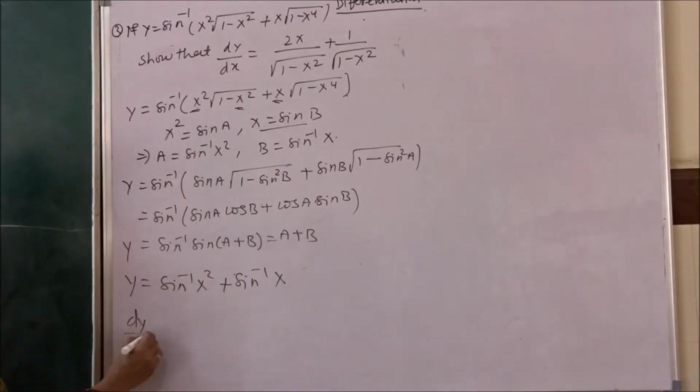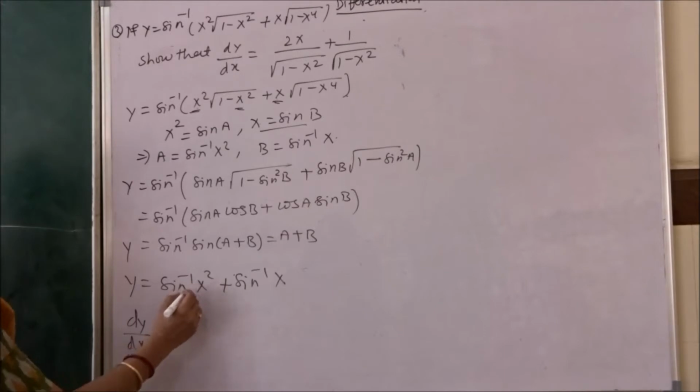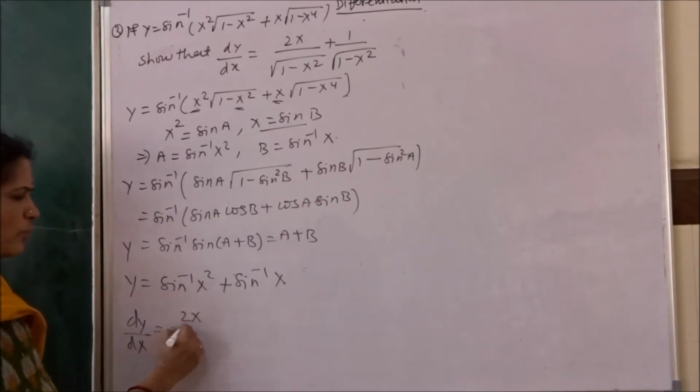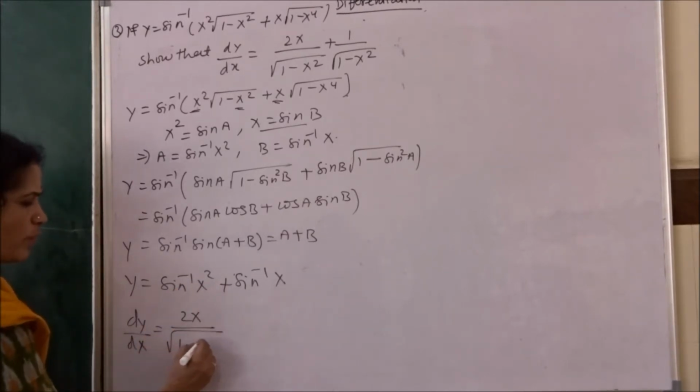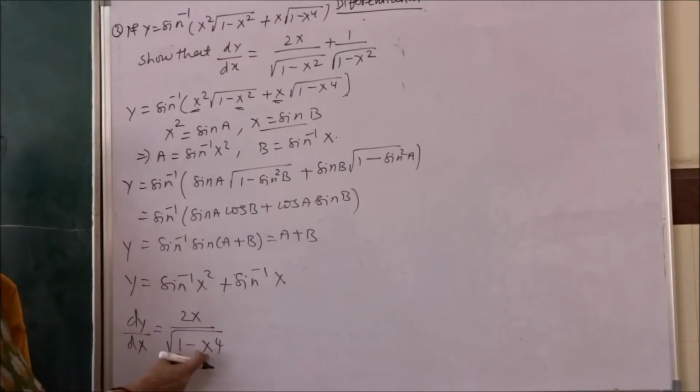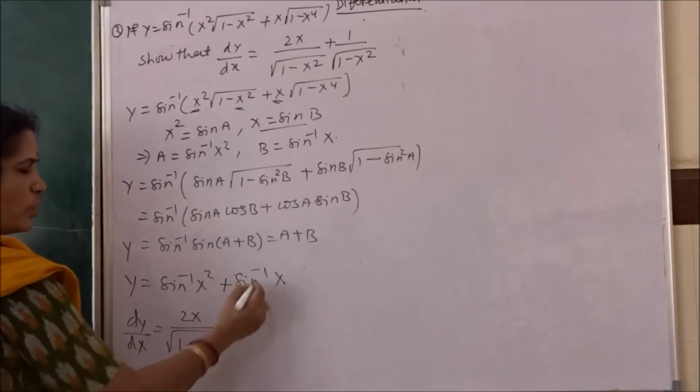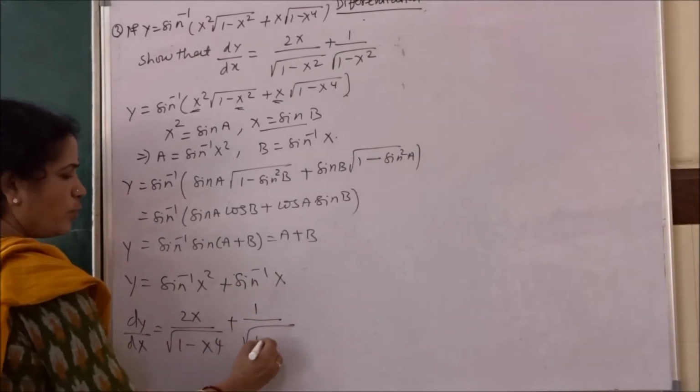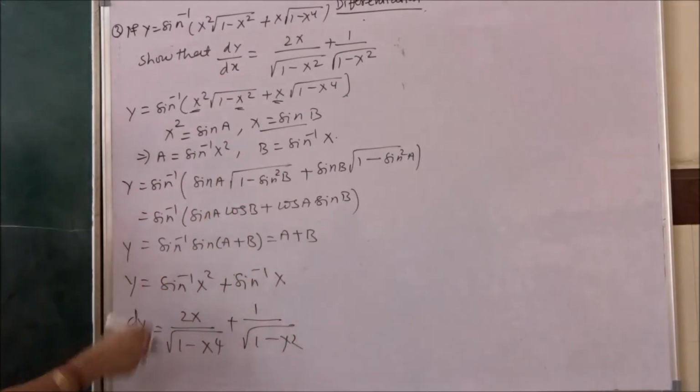Now do differentiation, dy by dx. Dy by dx equals x square differentiation, 2x, sine inverse, under root of 1 minus x power 4. Am I correct? 1 minus (x square) whole square. What is the differentiation of sine inverse x? 1 upon root of 1 minus x square. So that is what they are saying. Clear to you? Okay.